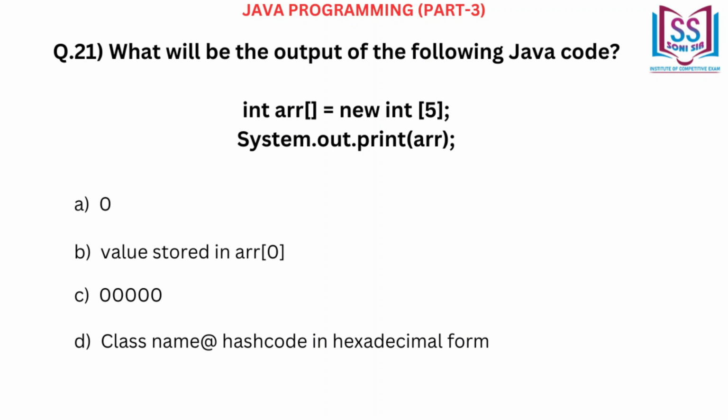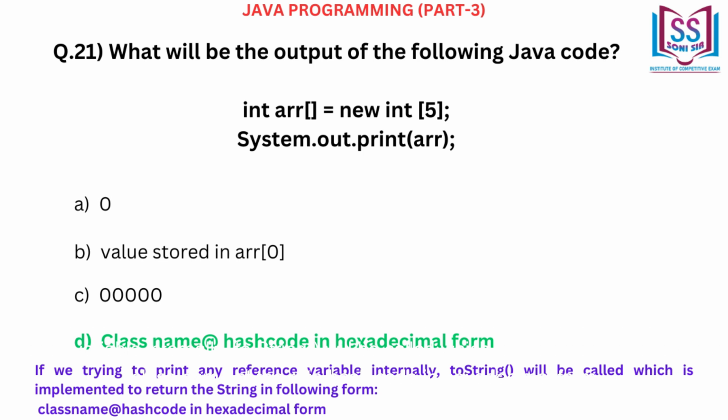What will be the output of the following Java code? A. 0. B. Value stored in array 0. C. 5 times 0. D. Class name @hashcode in hexadecimal form. Correct answer D. Class name @hashcode in hexadecimal form. If we try to print any reference variable, internally toString will be called, which is implemented to return the string in the following form: class name @hashcode in hexadecimal form.